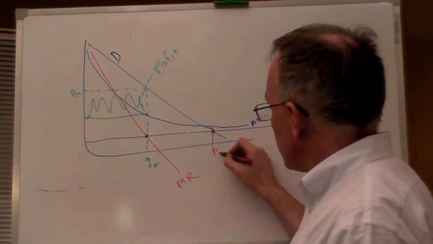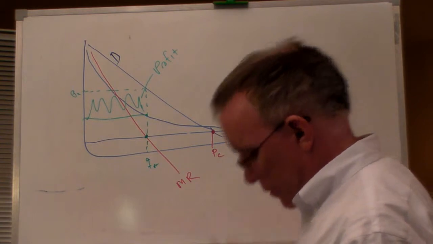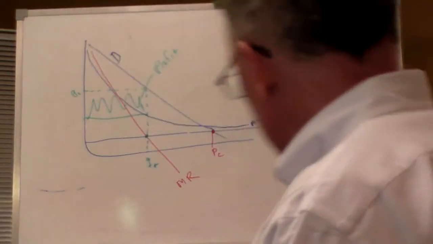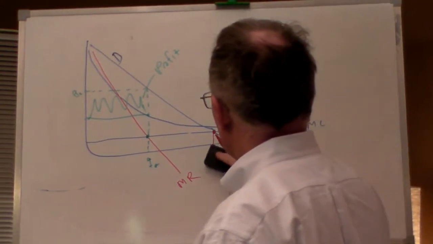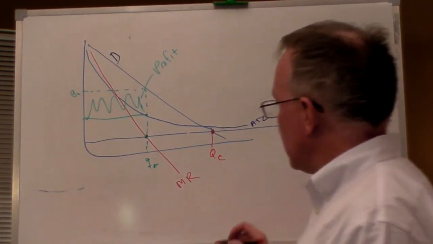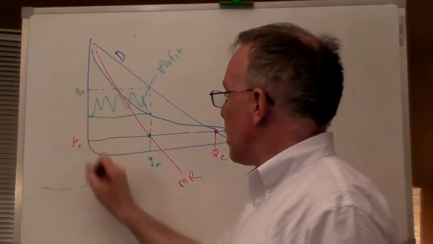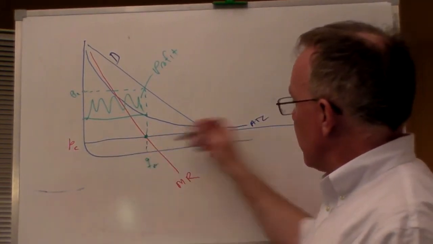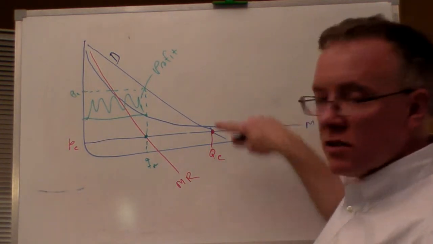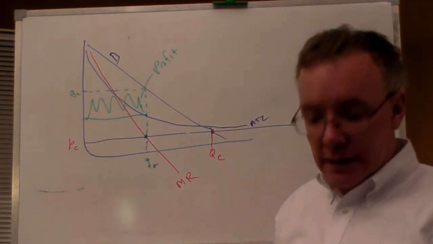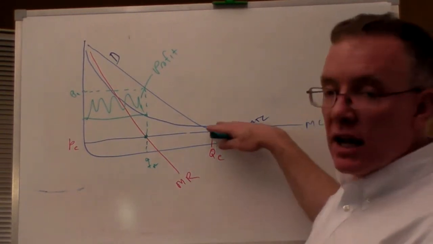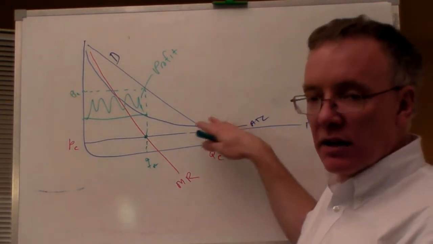And so if the price were set at marginal cost, this would be the quantity, the competitive quantity. This would be the competitive price. But the problem, of course, is that we're below average total cost, and so this firm would lose money. And the monopolist would eventually decide to just get out of the business and go out of business.